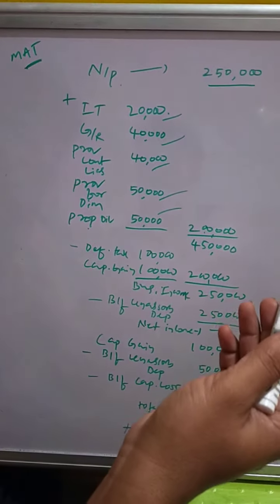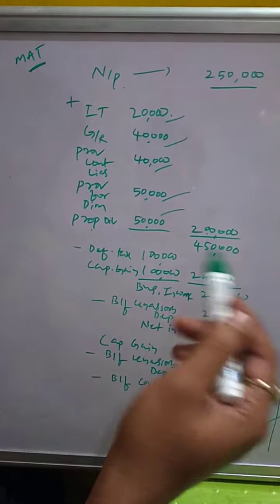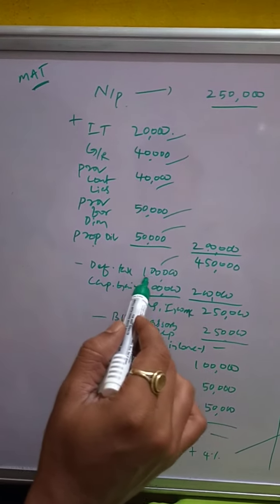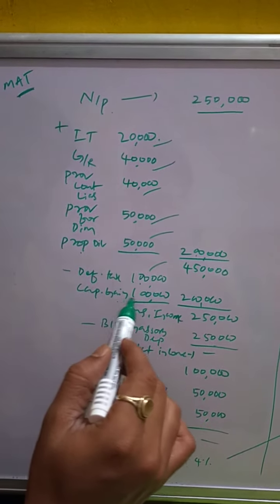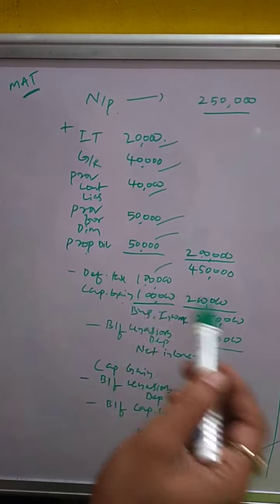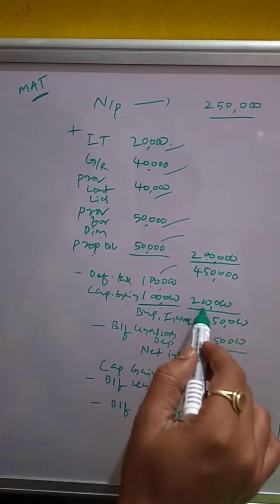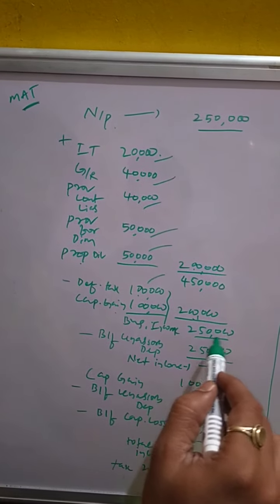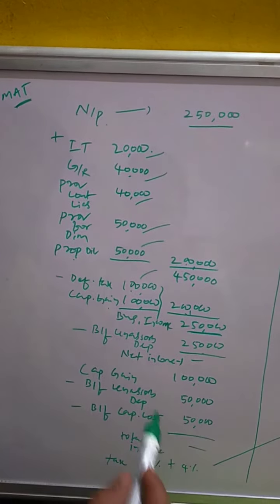If you go to the P&L account credit side, they have given deferred tax, which is not a business income, so you have to deduct that, and capital gain income, which is other income. These two you have to deduct, 2 lakh. So business income is 2,50,000.